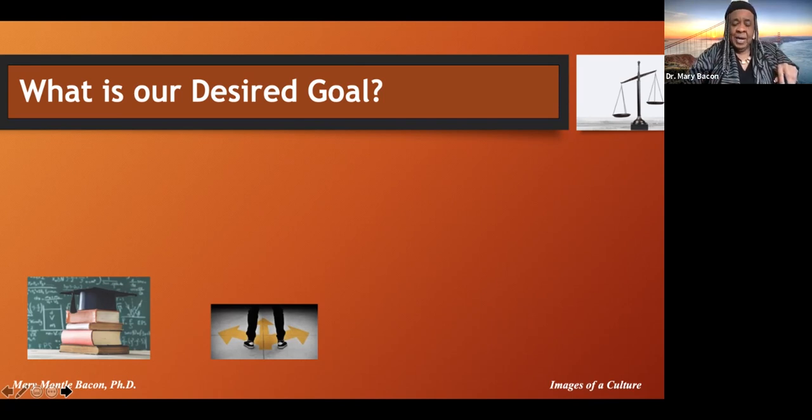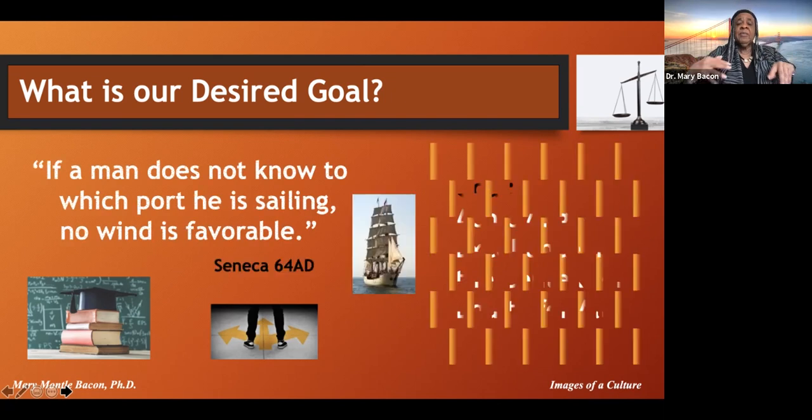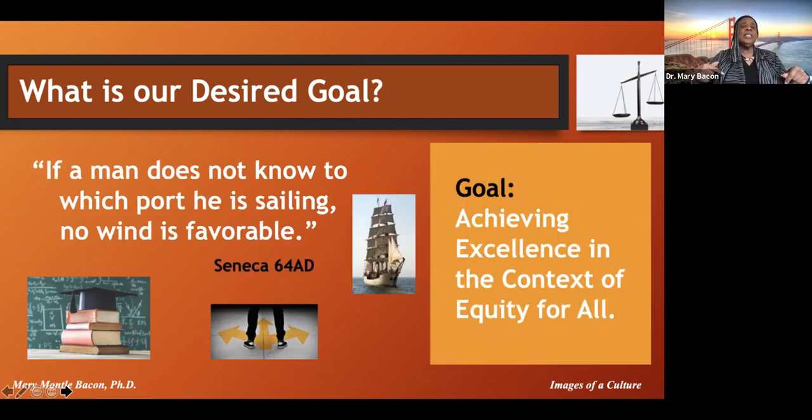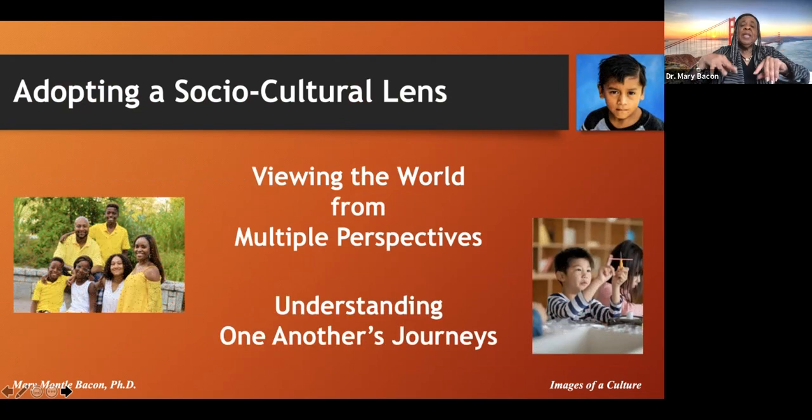There's a philosopher by the name of Seneca who died a little bit before most of you were born. As a matter of fact, he died in 64 AD. And what he says is that if a man doesn't know to which port he's sailing, no wind is favorable. The goal of the CSACE program is how we achieve excellence in the context of equity for all students. And I believe that part of what we need to do as we approach file reviews is to shape the lens that we will be using to evaluate student achievement and student adjustment. For a minute, I think I have to digress.